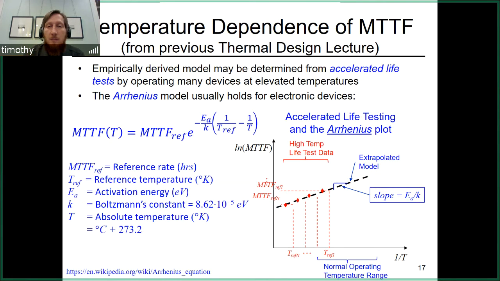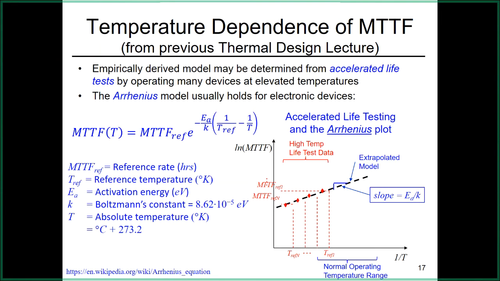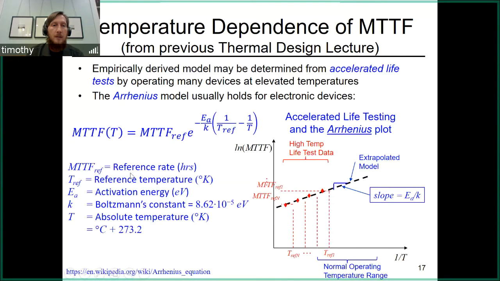So this model has the failure rate of the reference, which is the reference rate in hours. And then T reference is the reference temperature in Kelvin. And E of A is the activation energy. We also have Boltzmann's constant and the absolute temperature.